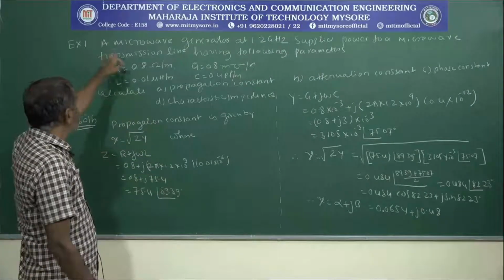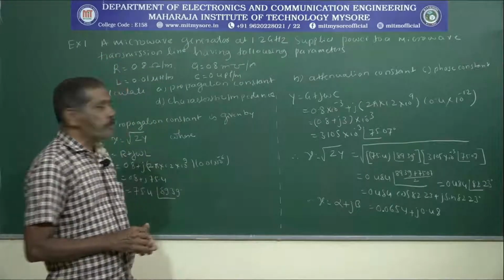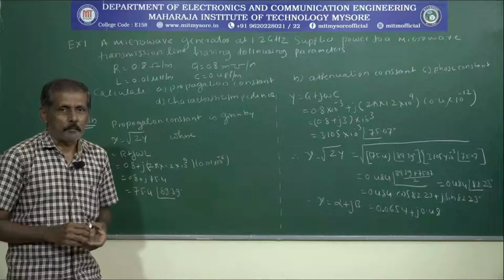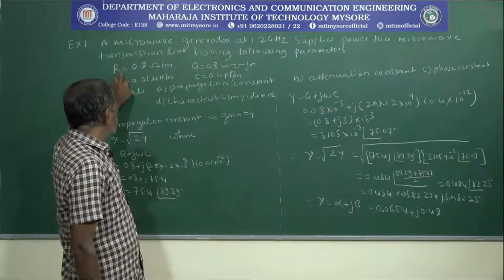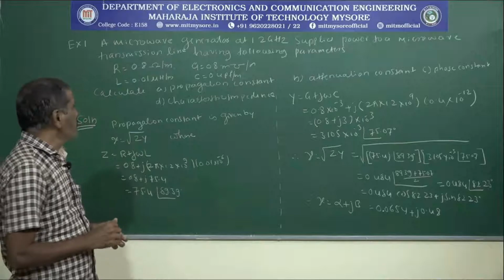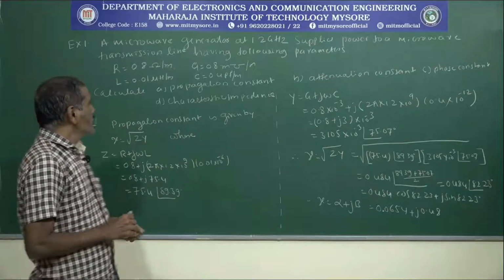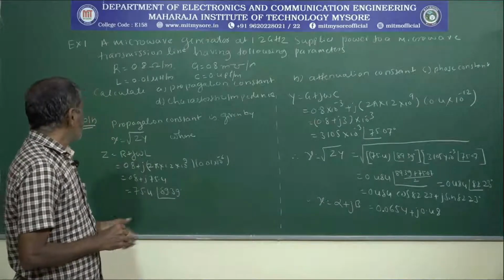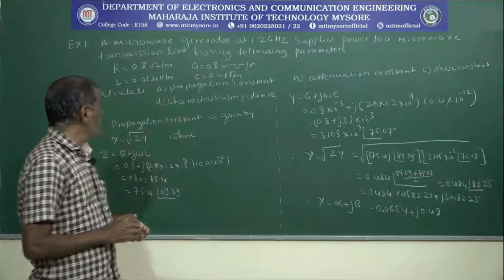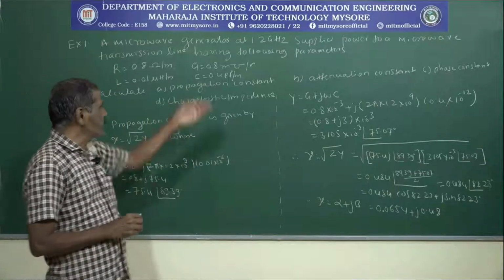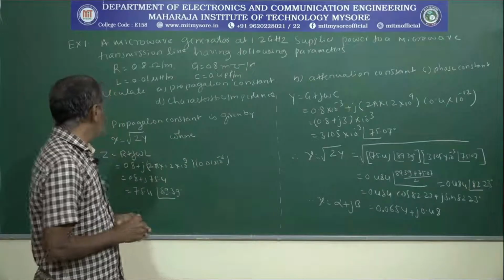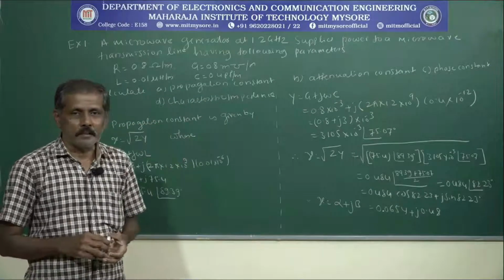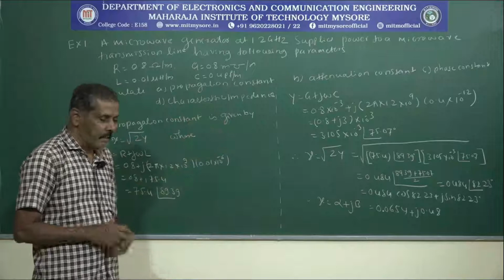So, the first problem is: a microwave generator at 1.2 gigahertz supplies power to a microwave transmission line having the following parameters. Resistance R is given as 0.8 ohms per meter. Conductance is given as 0.8 millimhos per meter, inductance is given as 0.01 micro henry per meter, and capacitance is given as 0.4 picofarad per meter. You are supposed to calculate the propagation constant, attenuation constant, phase constant, and the characteristic impedance.